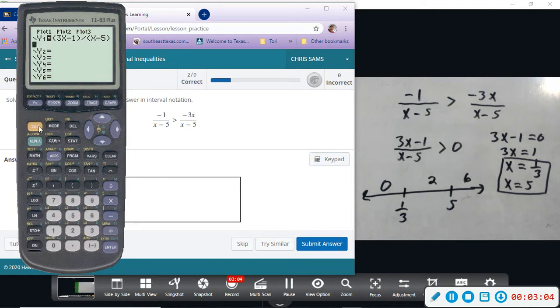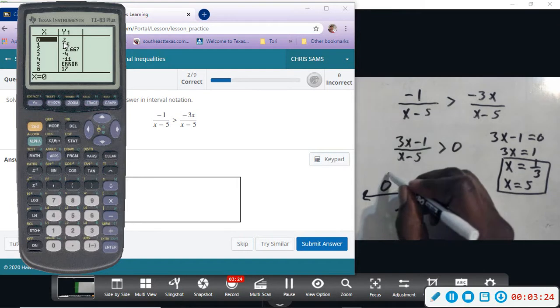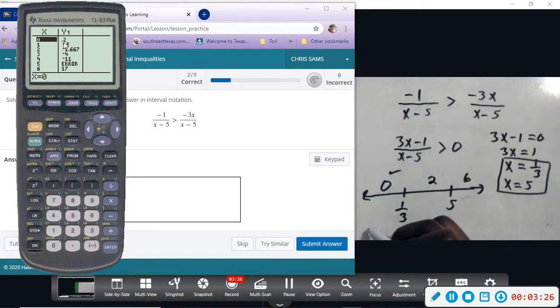So I'm going to do second graph to see the table, and I'm going to go to 0. So I'm arrowing up. So here's 0. Is this number, 0.2, that's my y value, greater than 0? And 0.2 is greater than 0. So yes, this part of the inequality works. That is giving us negative infinity to 1/3.